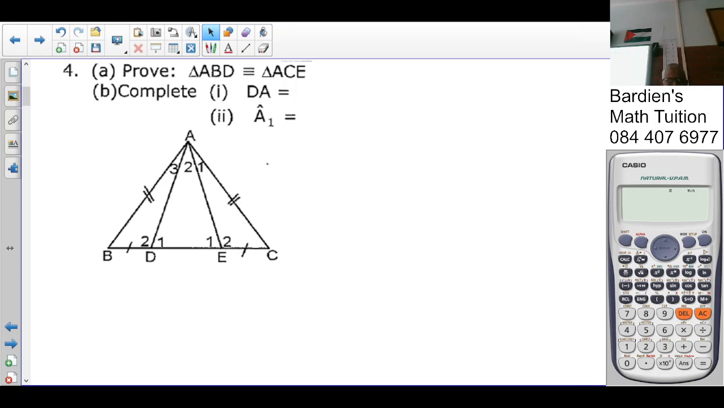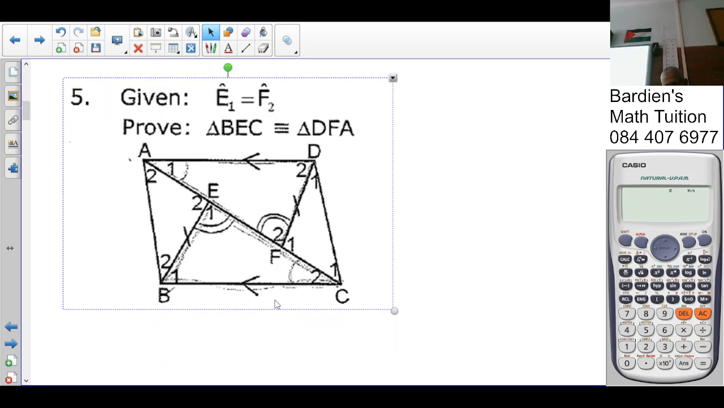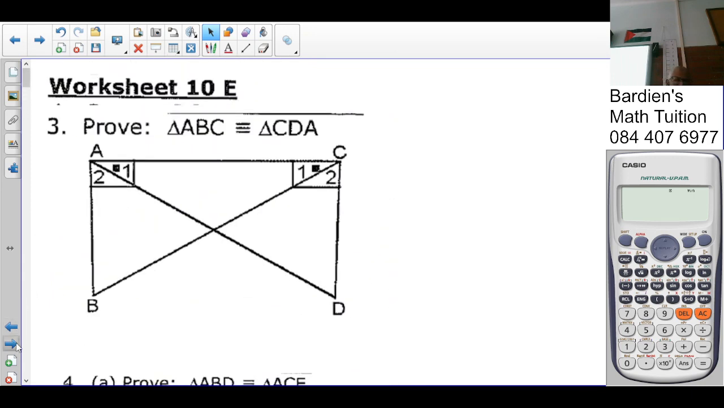Did you guys go study the properties of a quadrilateral? Yes. The properties of a quadrilateral are on the next page. Alright, here we go. Worksheet 10E.